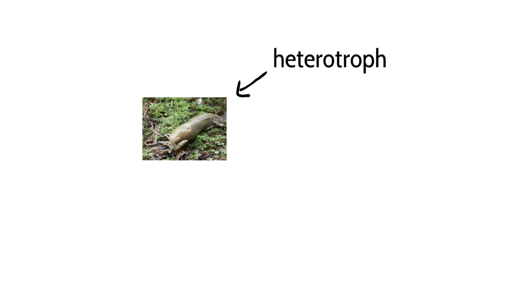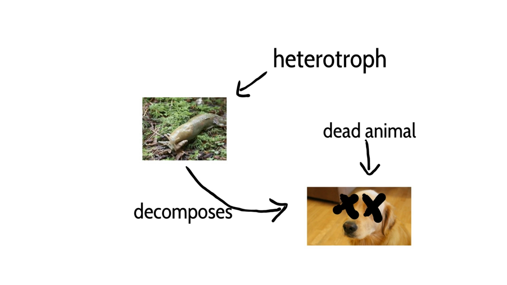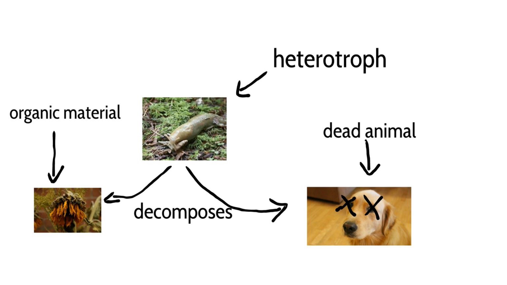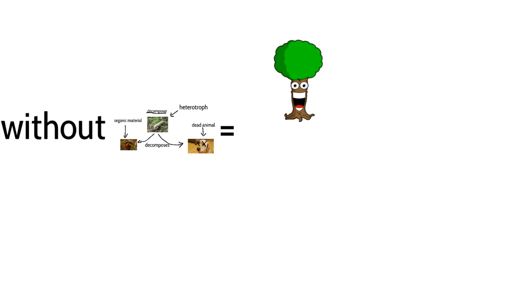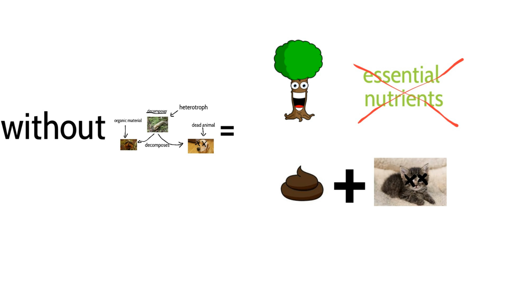Decomposers are heterotrophs that break down dead animals and organic material. They decompose their food, as their name says, which is essential to an ecosystem. This is because without them plants would not get essential nutrients, and waste and dead animals would pile up.